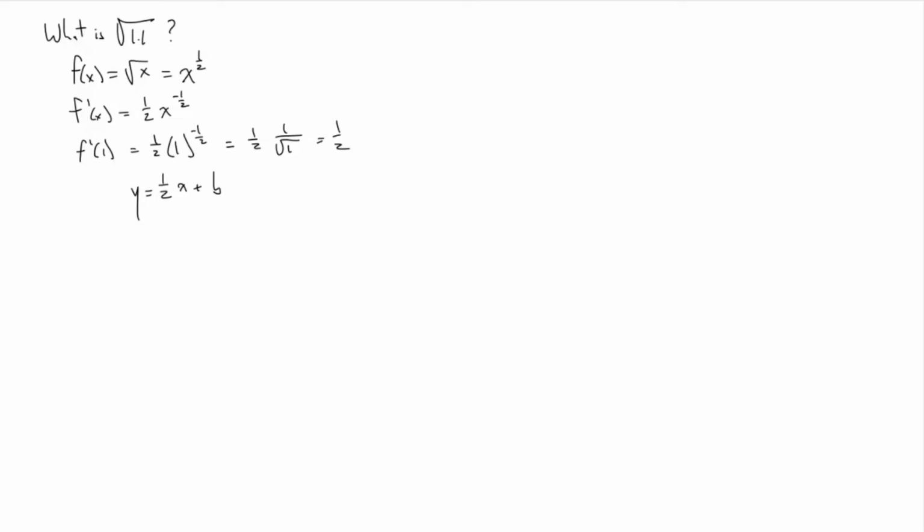And that tells us that the equation of the tangent line is y equals 1/2 x plus b for some value b. And we're looking for the tangent line at x equals 1. When x equals 1, it's easy to see that y is also equal to 1. And that lets us solve for b, and we get that b is equal to 1/2. And so the equation of the tangent line to this curve y equals the square root of x at x equals 1 is y equals 1/2 x plus 1/2.